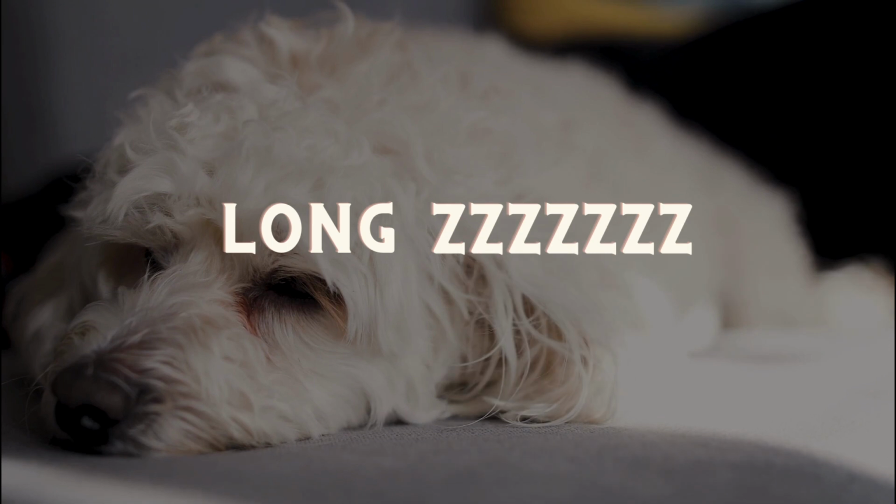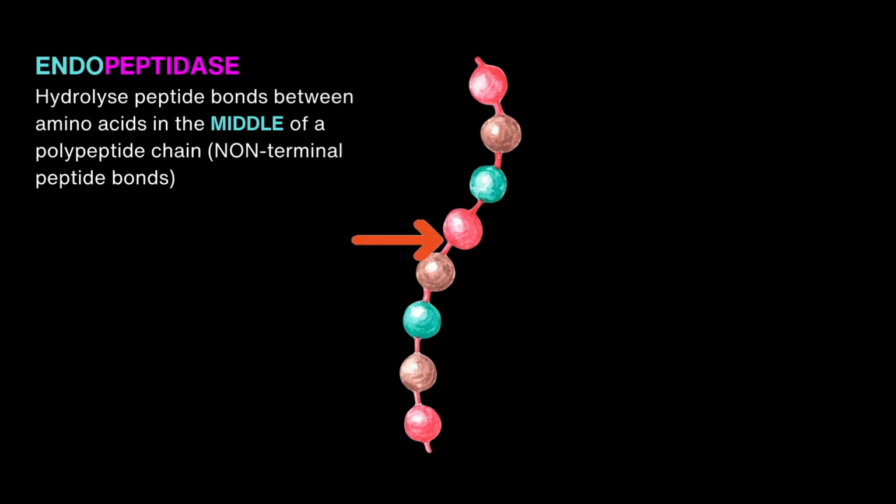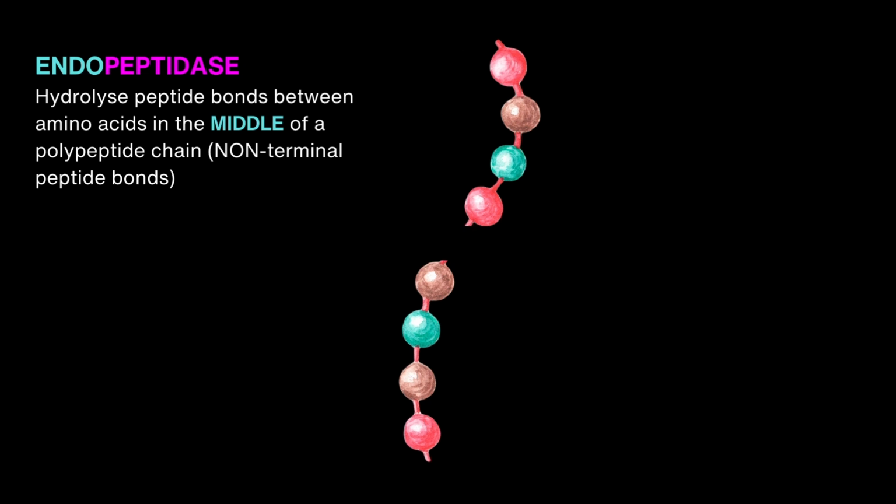The problem, though, is if there's a huge long chain of amino acids, really, really long, it's going to take a while for the exopeptidase, which breaks at the ends of the chain, to fully break up the amino acid. And that is why another enzyme is involved, an endopeptidase, endo being in the middle. And these hydrolyze the peptide bonds between the amino acids in the middle of the polypeptide chain. So you could say the non-terminal peptide bonds. You can see it breaks the chain here.